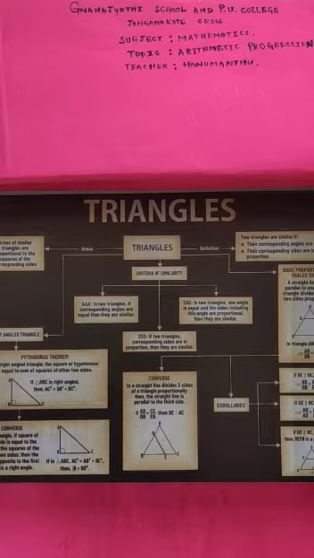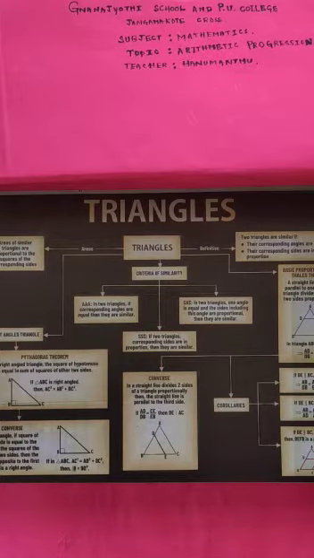Classification based on their sides: a triangle can be classified into three groups. The first category is equilateral, the second isosceles, and the third scalene triangle, right? Equilateral triangle means all three sides of the triangle are equal. In an equilateral triangle, each angle must be equal to 60 degrees. And an isosceles triangle: in any triangle, if two sides are equal, then it is an isosceles triangle. And in a triangle where all the sides are unequal, the triangle is called a scalene triangle, right?